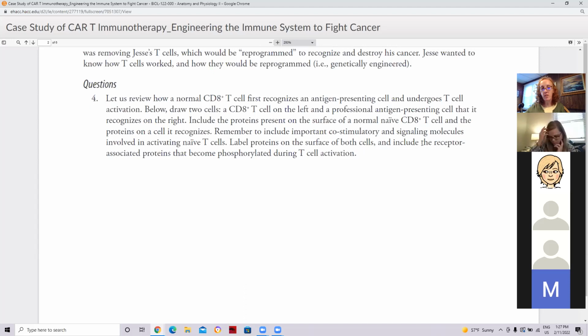We're not going to include that because we haven't talked about phosphorylation and T cell activation. We're not going to worry about this last part. Label the proteins on the surface. We're not going to worry about including these receptor-associated proteins. That doesn't matter for our studies right now. If we were taking a semester of an immunology course, we'd learn all about that, but right now we're not going to.